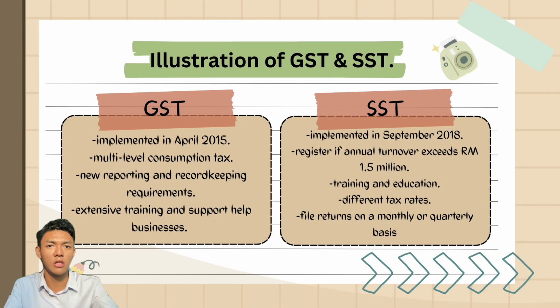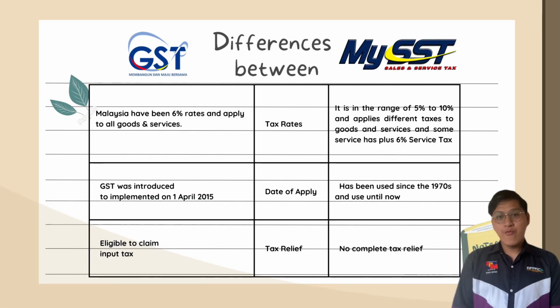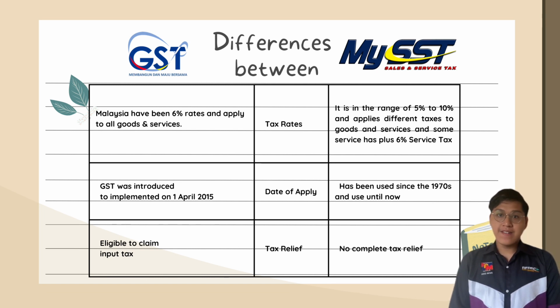Also, Malaysia launched the SST on September 1, 2018, offering different tax rates on different goods and services. The service tax rate is set at 6%, while the sales tax rate range from 5% to 10%. Businesses that are registered with the SST system must submit their returns either monthly or quarterly. Let me discuss together about differences between GST and ST at first point.